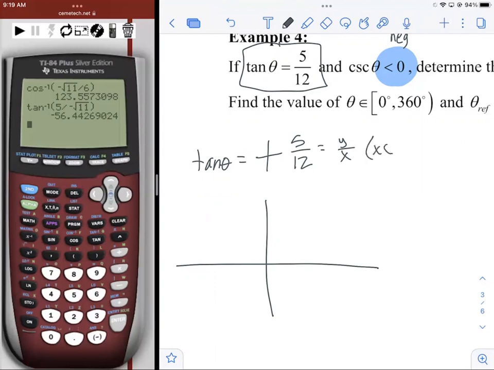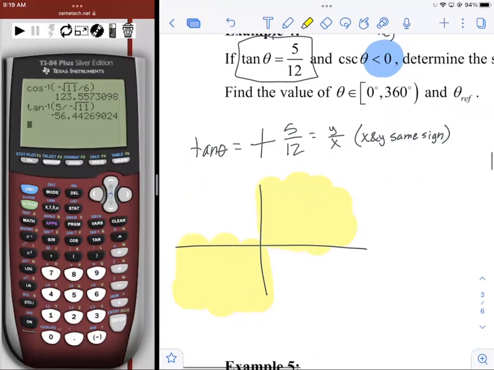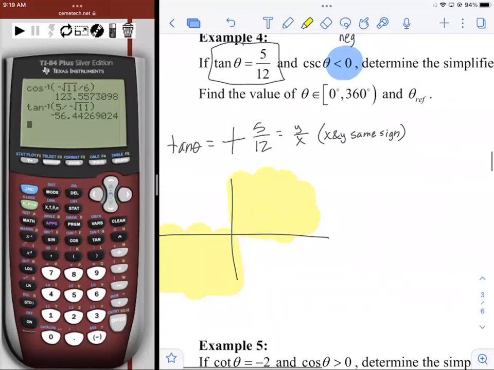Okay. Quadrant 1 is the first one, right? We want them to be the same sign. So it's quadrant 1 where they're both positive, or quadrant what? 3 where they're both negative. Yeah. All right. So there's the first clue.